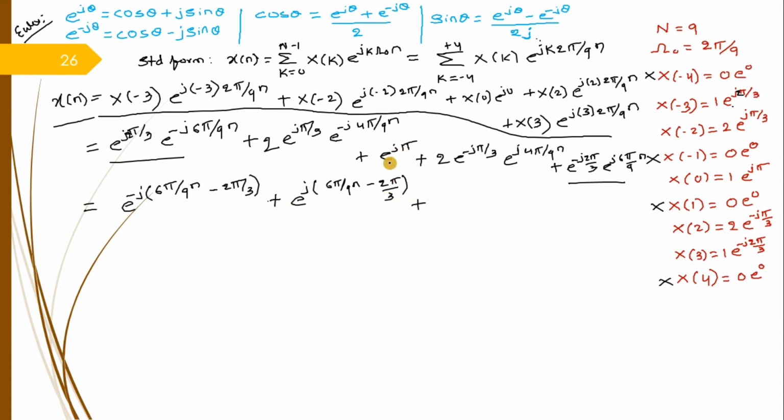Plus e raised to j pi. What is e raised to j pi? e raised to j pi is cos pi.